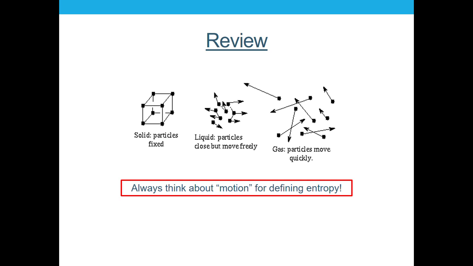Always think about motion for defining entropy. To wrap everything up, we have a quick figure right here about the different phases, and we always want to think about motion. The gas would have more ability to move around, whereas the solid doesn't. The same thing goes for pressure, because increasing your pressure makes things more compact, more tight, and that would result in a decrease in entropy. So in summary, increasing temperature, volume, and size will also increase entropy.